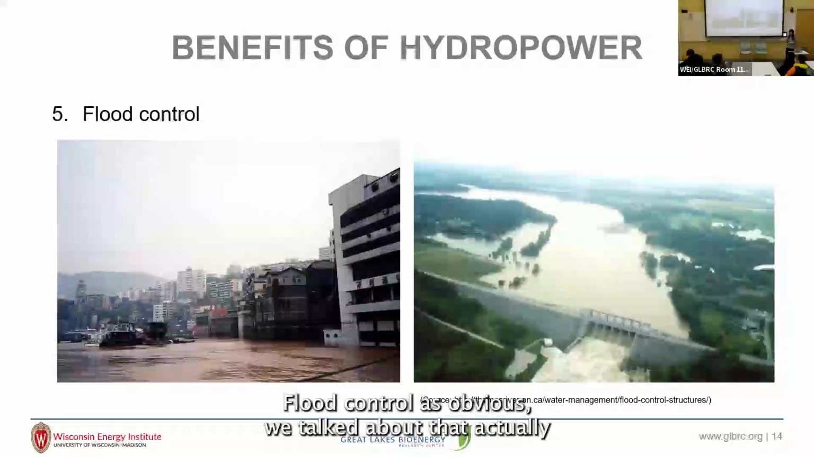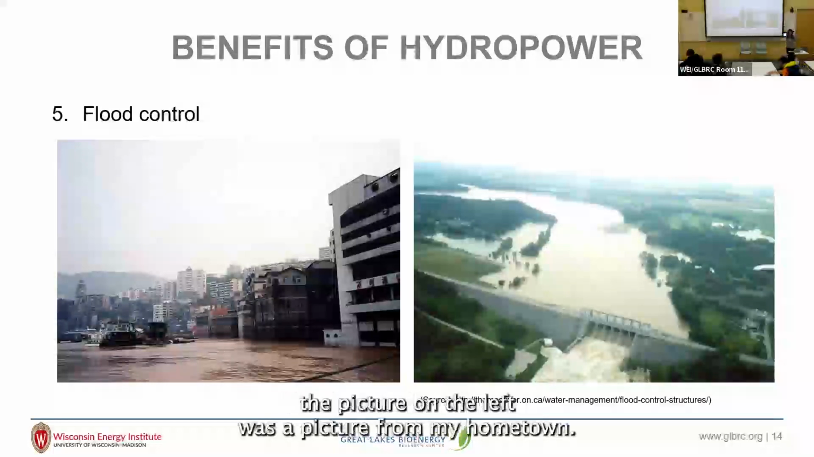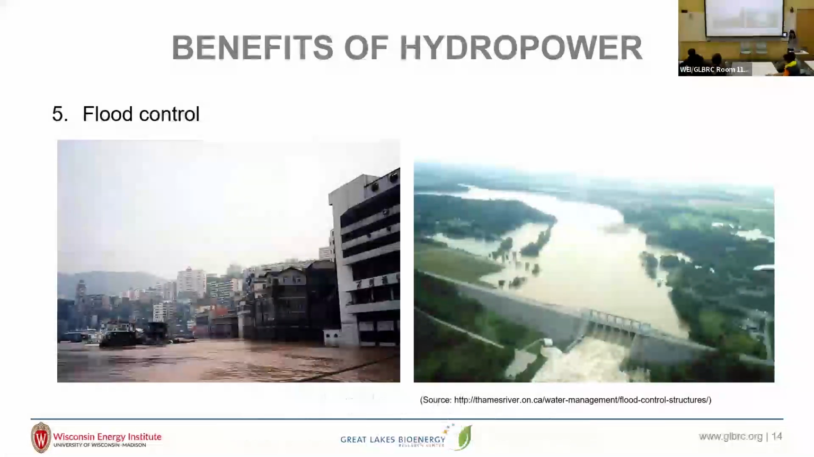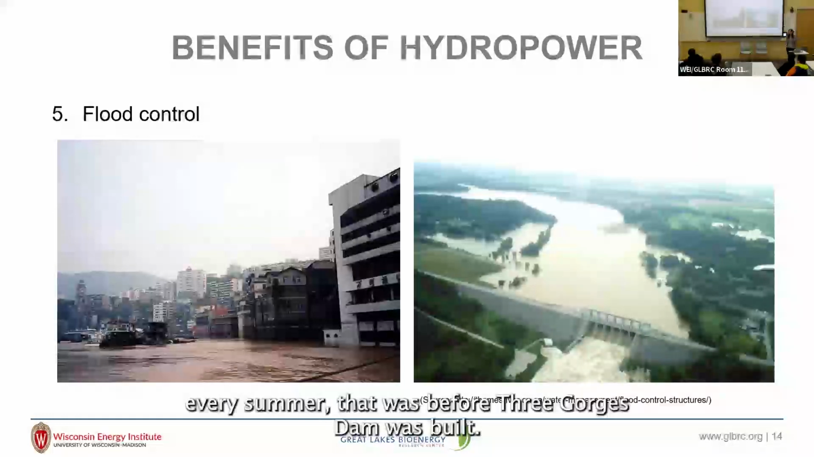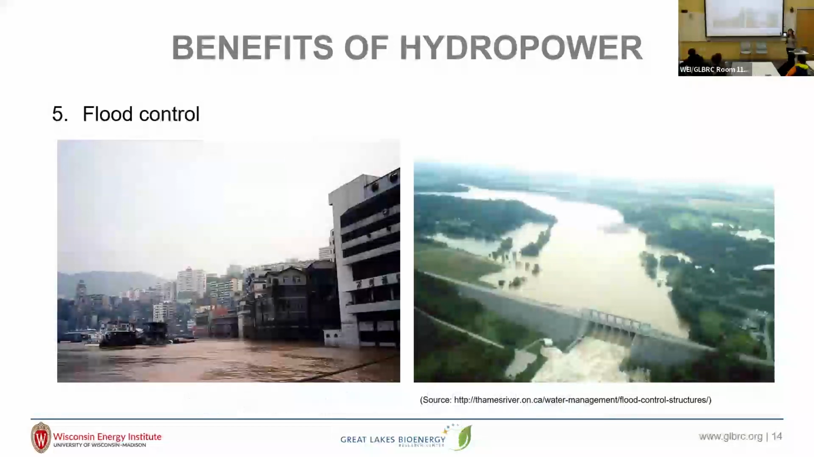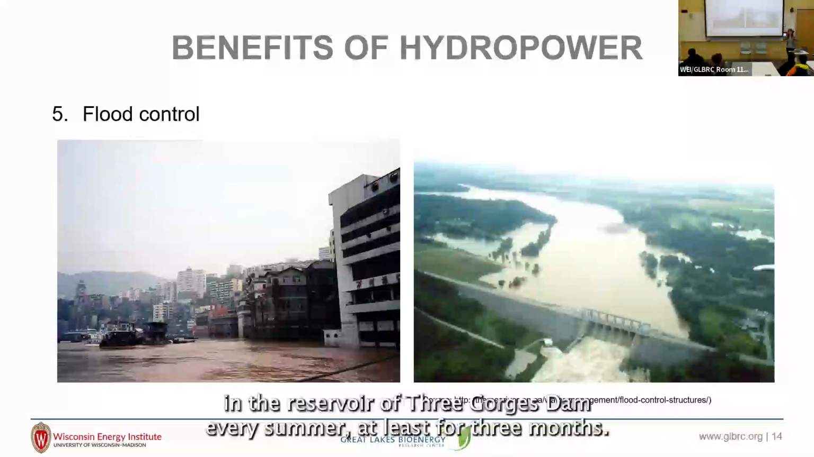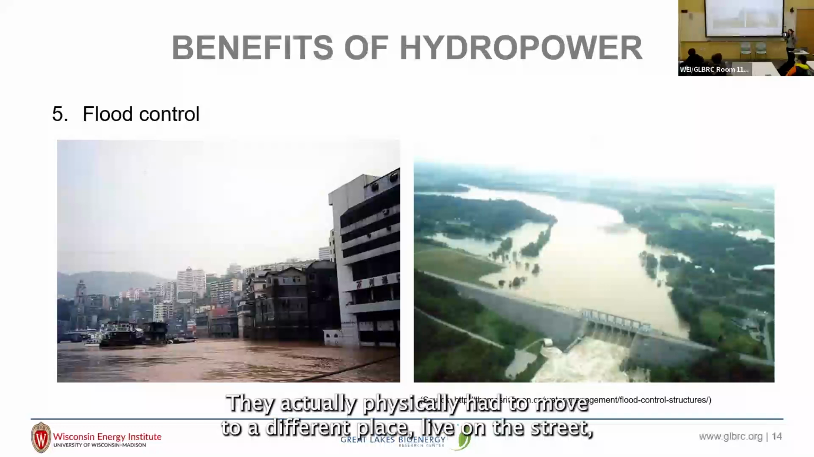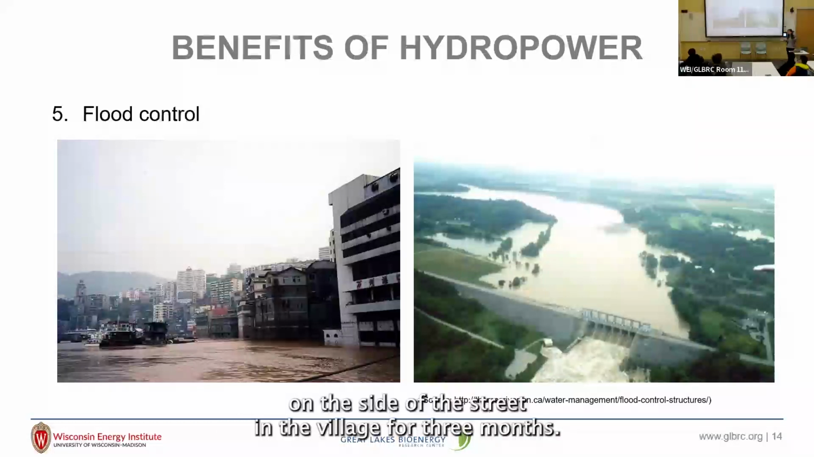Flood control, as is obvious, we talked about that. The picture on the left was a picture from my hometown, and I used to live right behind that building. I remember that for 3 months every summer, before Three Gorges Dam was built, and by the way, my hometown is upstream, in the reservoir of Three Gorges Dam, the people who lived in those buildings, you can see the buildings are in water. They can't live there. They physically had to move to a different place, live on the side of the street, in the alleys, for 3 months.